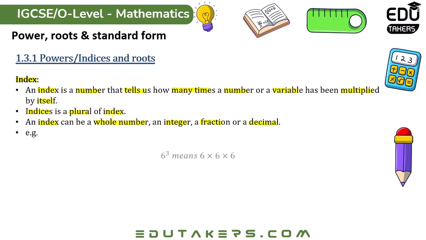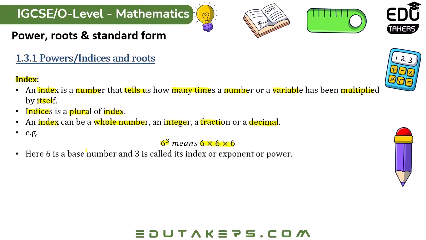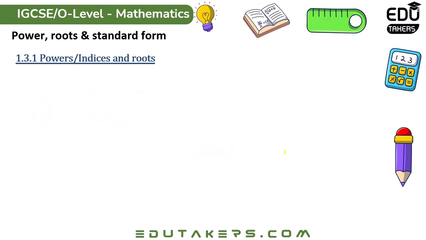For example, 6 raised to power 3 means 6 is multiplied by itself 3 times. Here 6 is the base number and 3 is called its index, or exponent, or power.